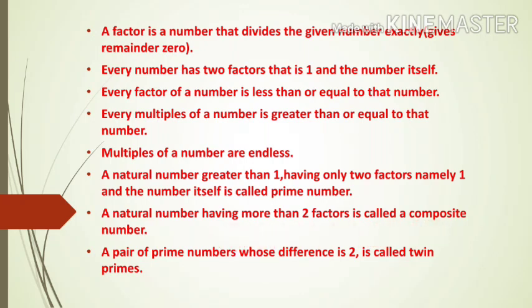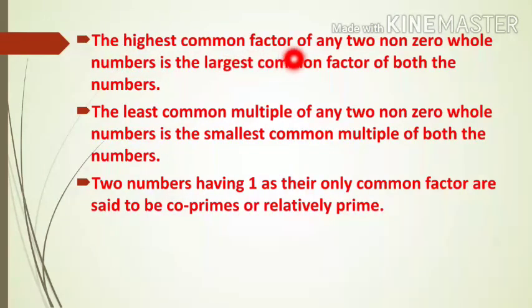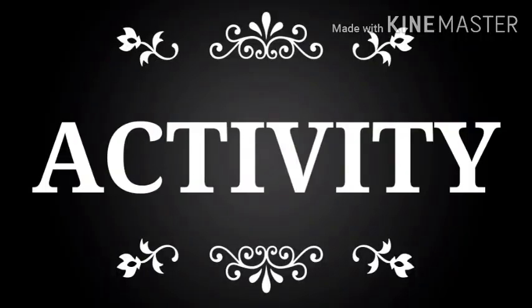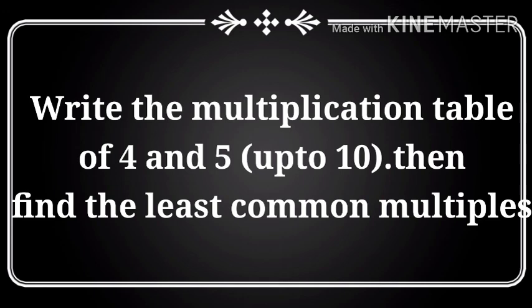A pair of prime numbers whose difference is 2 is called twin primes. The highest common factor of any 2 non-zero whole numbers is the largest common factor of both the numbers. The least common multiple of any 2 non-zero whole numbers is the smallest common multiple of both the numbers. 2 numbers having 1 as their only common factor are said to be co-primes or relatively prime. Let's see today's activity. First one. Write the multiplication table of 4 and 5 up to 10. Then find the least common multiples.